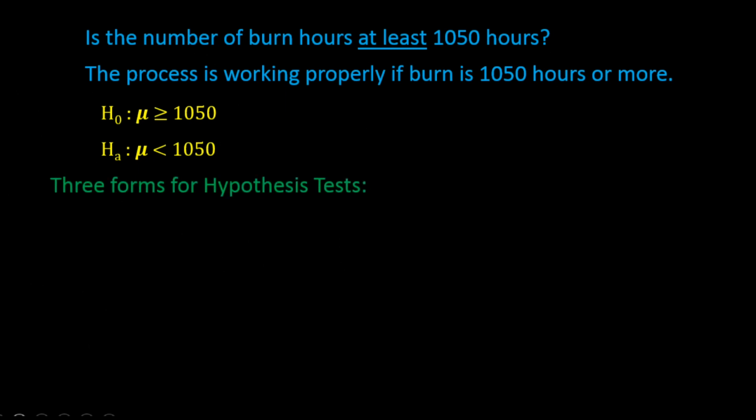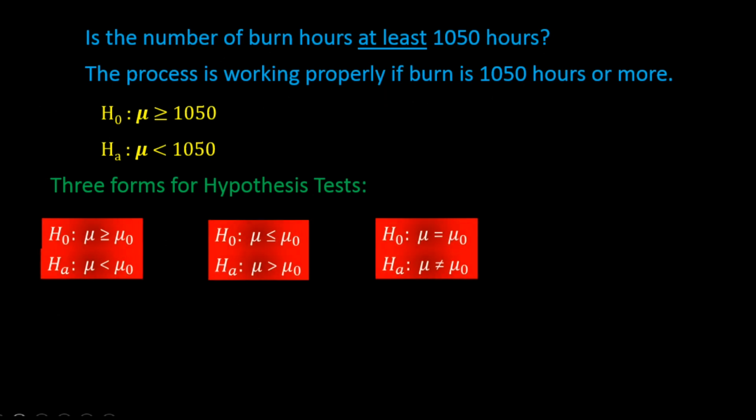In general, we have three different forms that a hypothesis test can take when testing for the mean. The three forms look like this. We have a set of hypotheses with a greater than sign in the null, a set with a less than sign in the null, and a set with an equal to sign in the null. Let's look at each of these one by one. Starting on the left, let's look at the null that states mu is greater than or equal to mu naught. The mu naught would be some hypothesized value. So for our light bulb example, this would read as mu greater than or equal to 1050 hours.